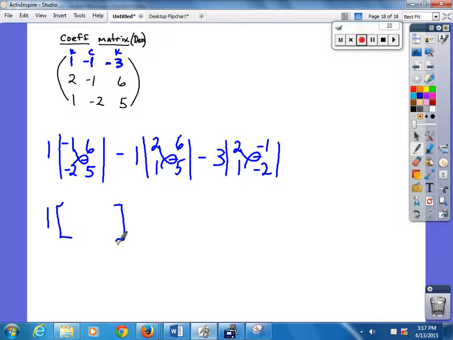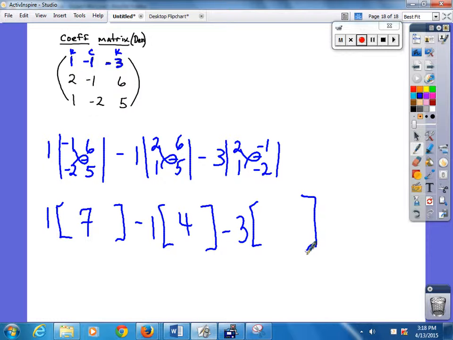What's negative 1 times 5? Negative 5 minus negative 12 is negative 5 plus 12, which is... 2 times 5, 10 minus 6. Two times negative 2. Negative 4 minus a negative 1 is negative 4 plus 1 is negative 3. Right?